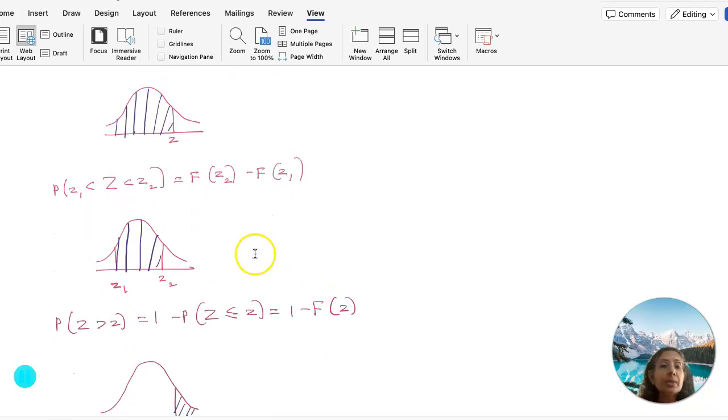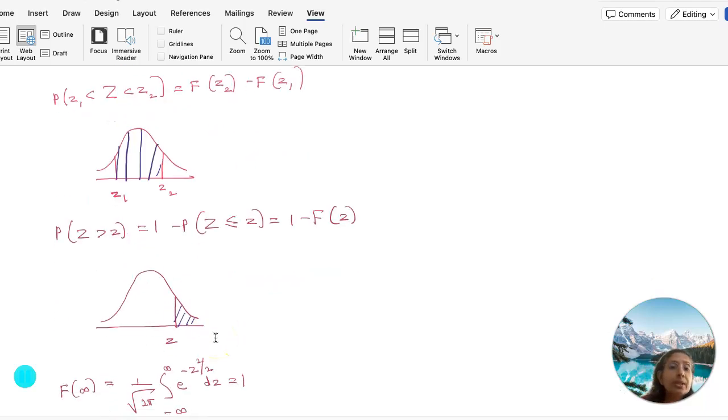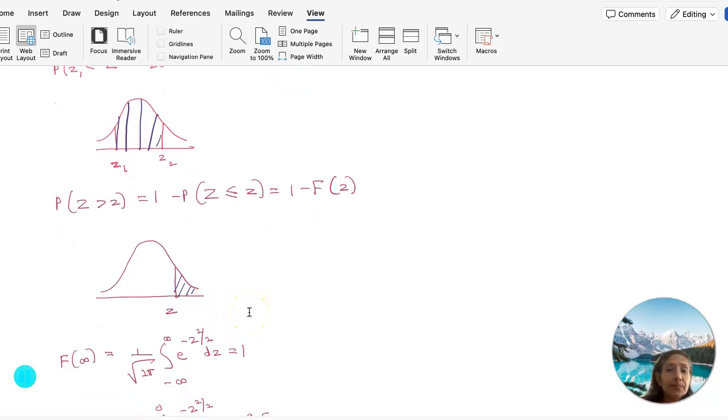If I say probability that z lies between z1 and z2, that is F(z2) minus F(z1). So under the normal curve, it will be this shaded region between z1 and z2. If I say probability that capital Z is greater than z, this will be 1 minus probability that capital Z is less than or equal to z, that is 1 minus F(z). So again under the graph, it will be this region shaded on the right.